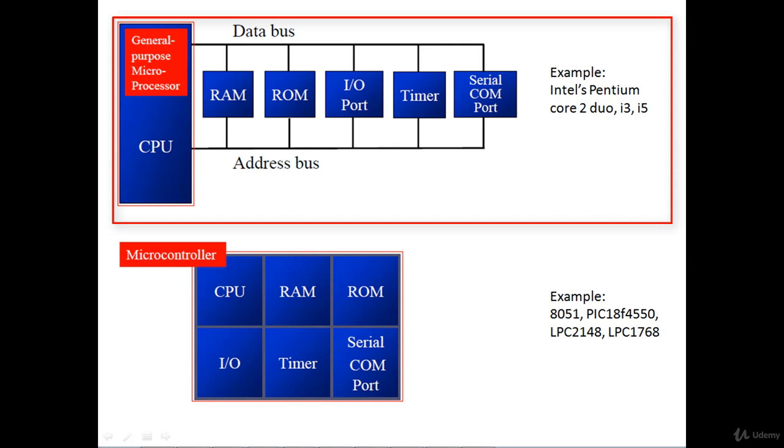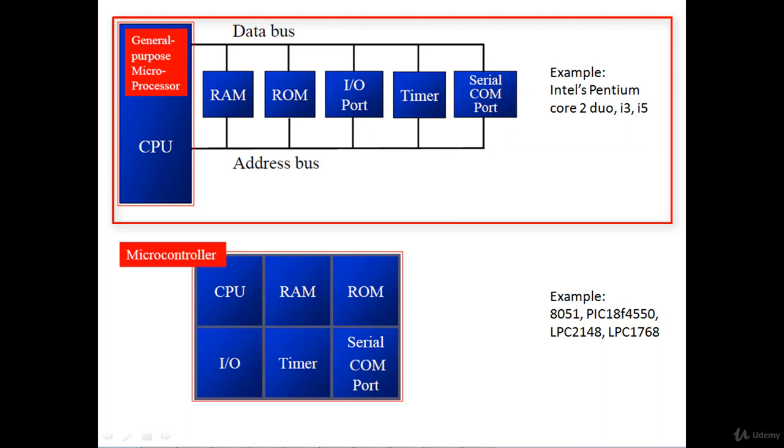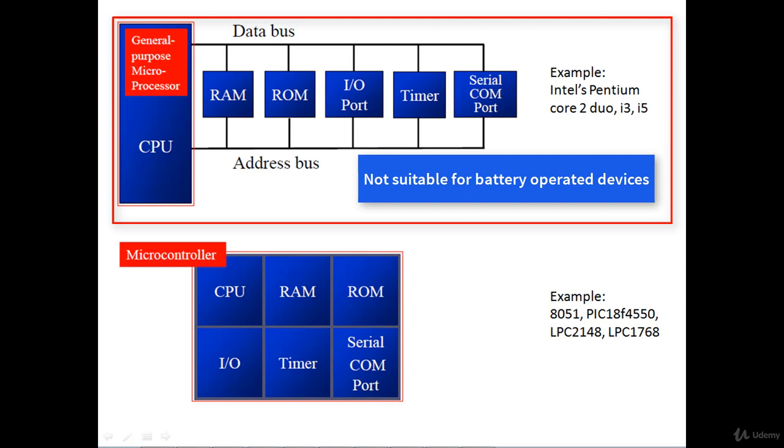In the case of a microprocessor, since the memory and input output port have to be connected externally, the circuit becomes very large. And due to external components, the entire power consumption is very high. Hence, it is not suitable for devices running on stored power like batteries.